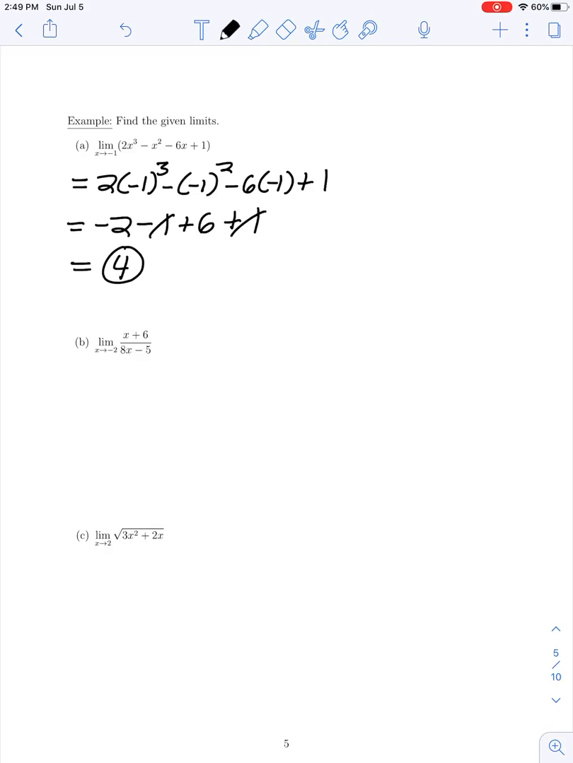Now in part B, we have the limit as x approaches -2 of a rational function, the quotient of two polynomials. So using our new theorem, we know that we can evaluate this by simply plugging in the value of x to our function, as long as the function is defined there. So let's see what we have. For our numerator, we're going to have -2 plus 6, divided by 8 times x, which was approaching -2, minus 5. So we're left with 4 divided by, let's see, we've got -16 minus 5, so -21, or -4 over 21.